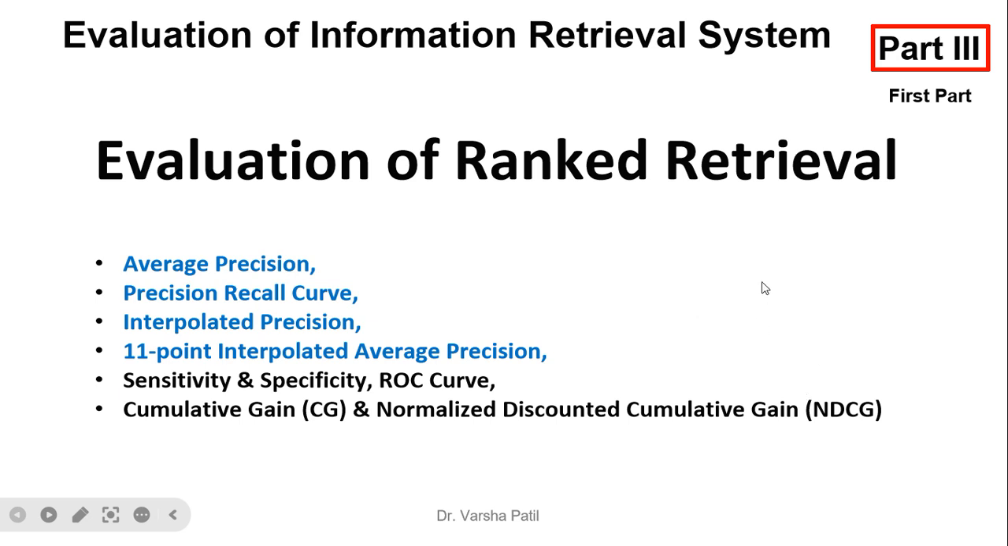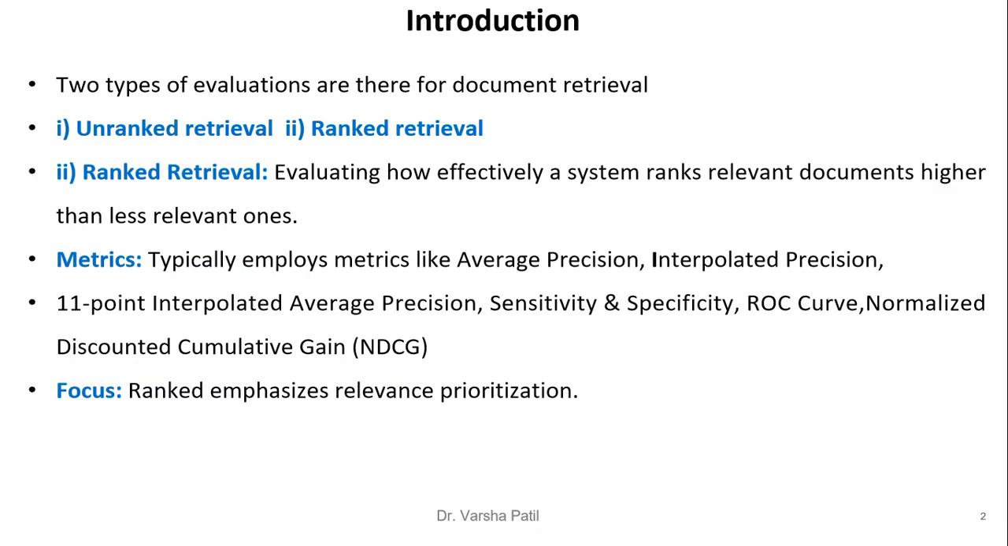Now let us start. There are two types of evaluation for information retrieval, unranked and ranked. I have already published a video on unranked retrieval. In this video we are going to concentrate on ranked retrieval. It evaluates how effectively a system ranks relevant documents higher than less relevant ones. It typically involves metrics like average precision, interpolated precision, 11-point interpolated average precision, sensitivity, specificity, ROC curve, cumulative gain and NDCG. It emphasizes relevant prioritization.